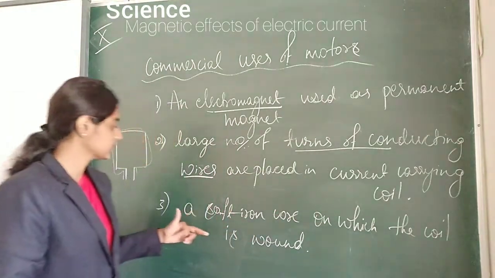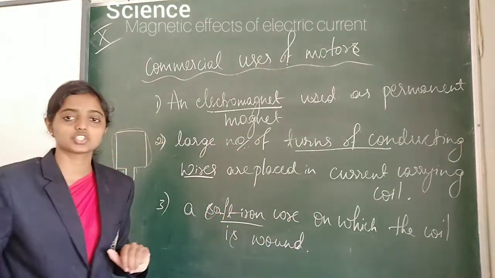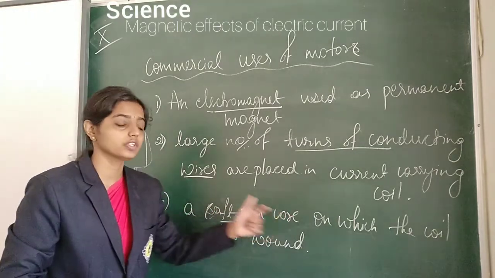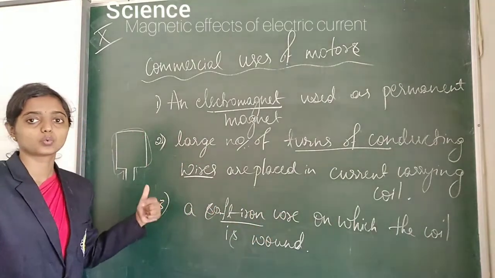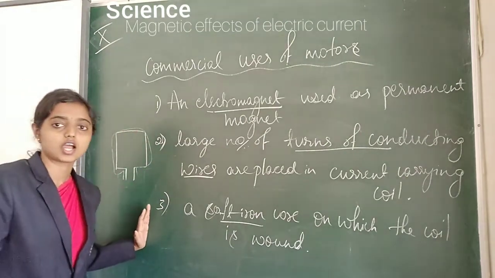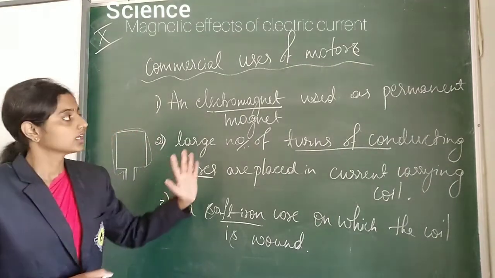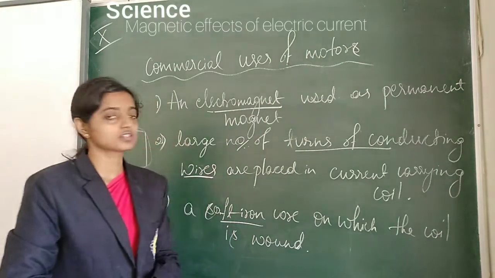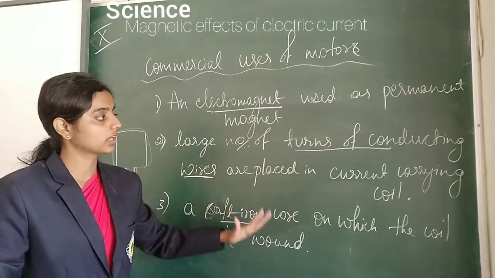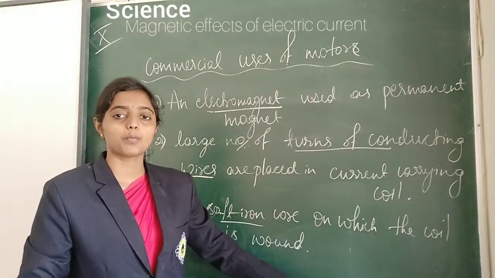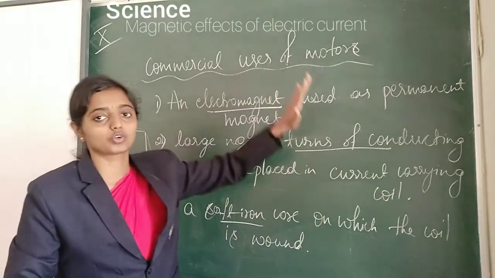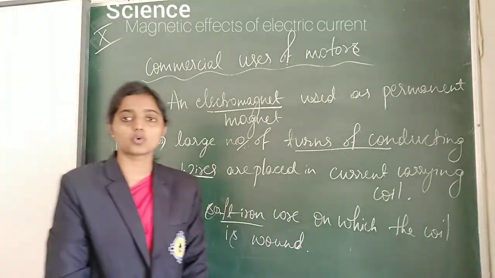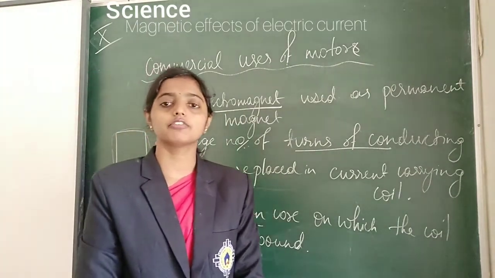And the next point is, as we know, the armature, right? Armature is a soft iron core on which this coil is wound. So these 3 points are important while constructing this electric motor for better use from this motor. You should remember, and if they ask what are the necessary points for the best use from the motor, these are them.